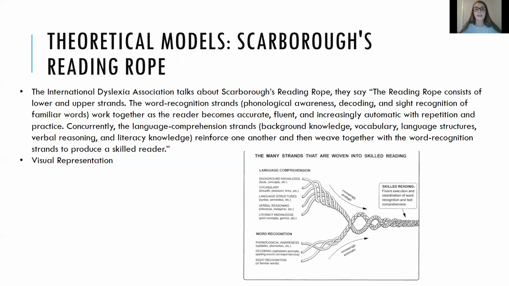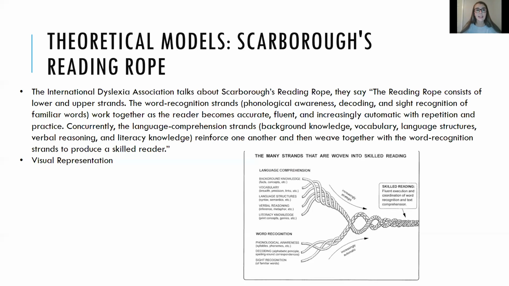Concurrently, the language comprehension strands, background knowledge, vocabulary, language structures, verbal reasoning, and literacy knowledge reinforce one another to weave together with the word recognition strands to produce a skilled reader. Okay, so we're going to have that language comprehension. That's going to be the top part. And each section of that is going to tie into the word recognition in those bottom parts. And when they get tied together, they're going to create a skilled reader.